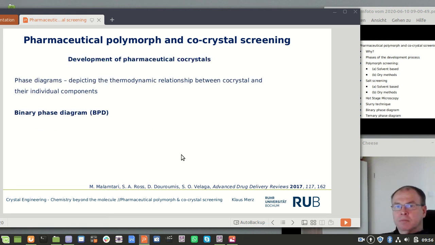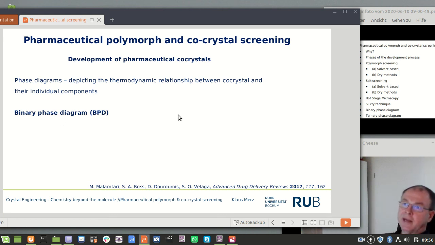Very often the development of co-crystals or polymorphs is a trial-and-error process. One suitable pathway besides this trial and error is to look at the thermodynamic relationship of your compounds, by using phase diagrams.